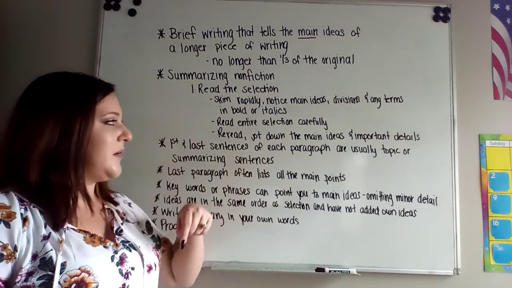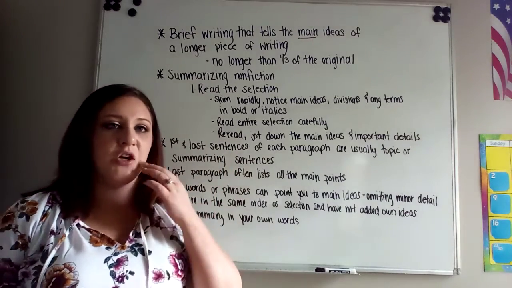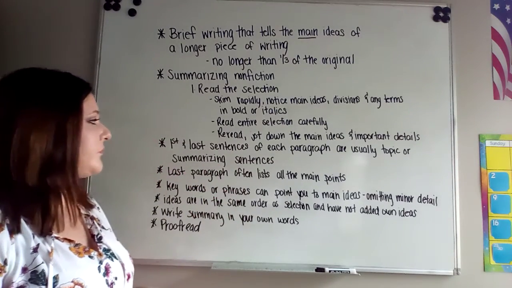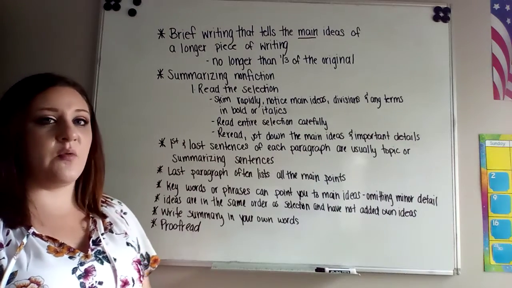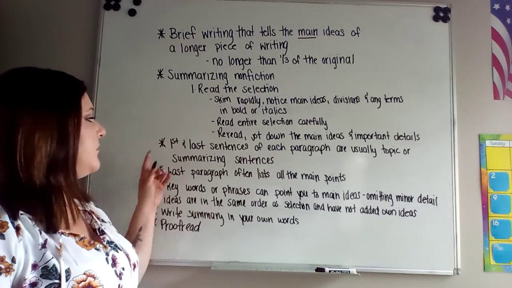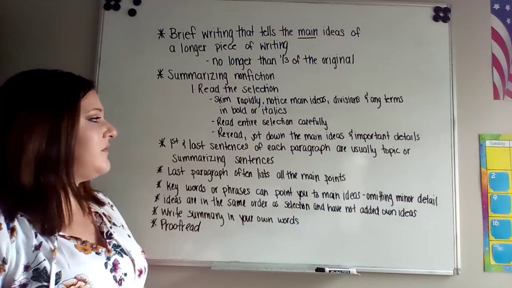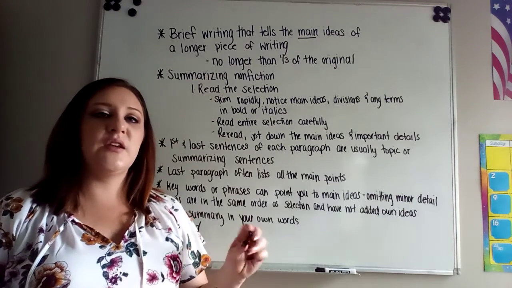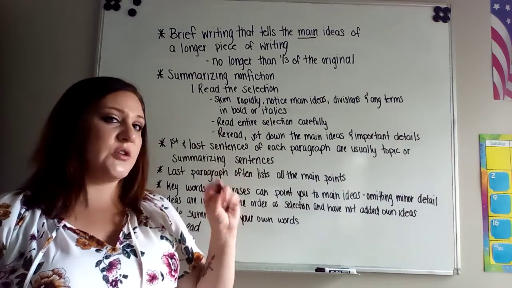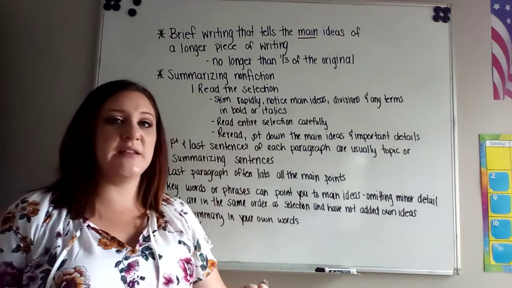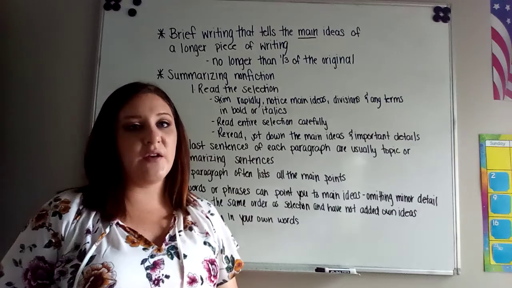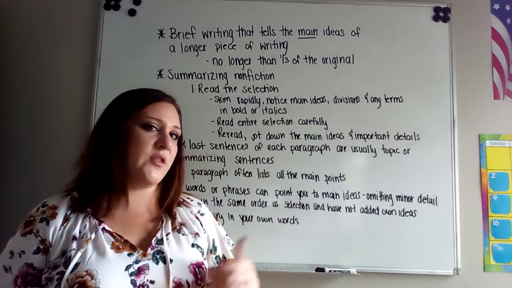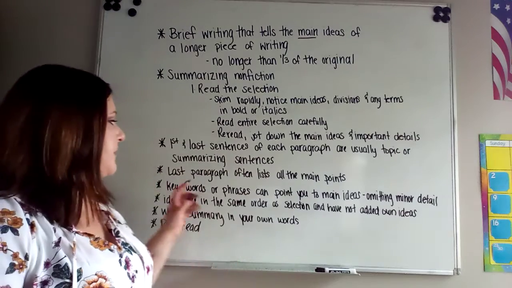Next, you're going to reread it, and while you're rereading it, you're going to jot down the main ideas and important details. Here are a couple of things I want you to remember. The first and last sentences of each paragraph are usually topic or summarizing sentences. By looking at the first and the last sentences of each paragraph, you can point out the main ideas of what they're trying to get across.